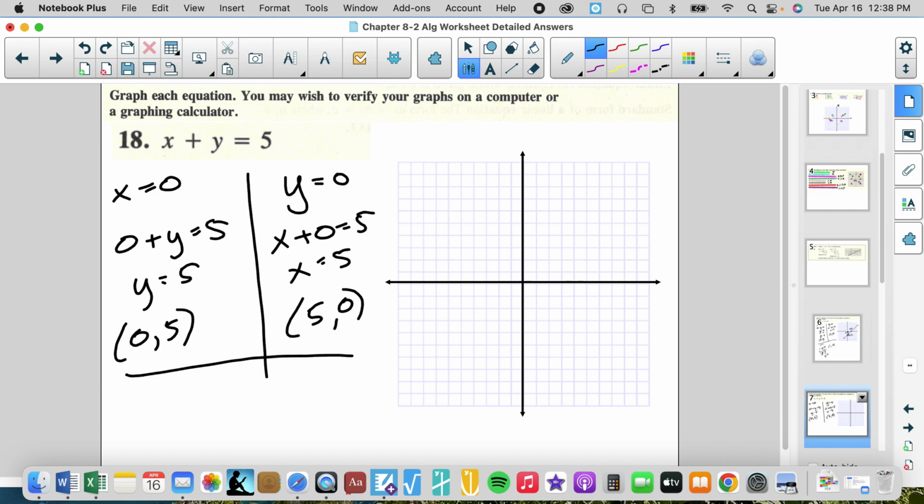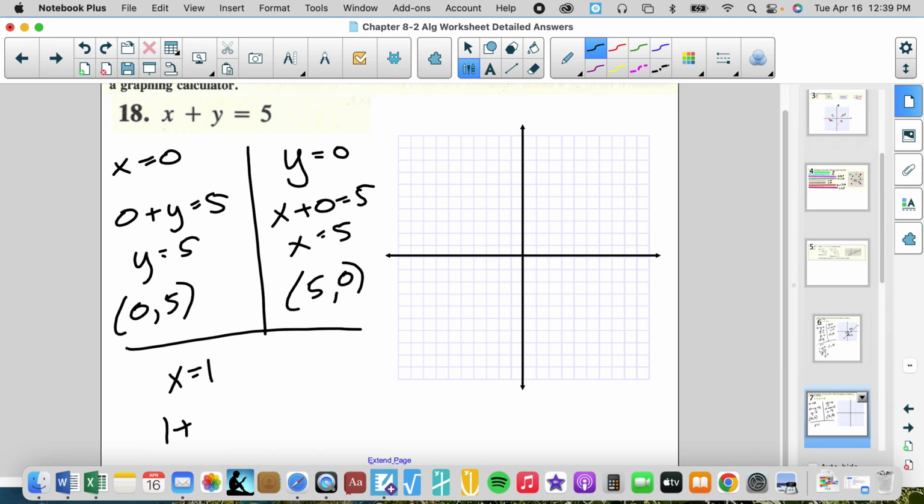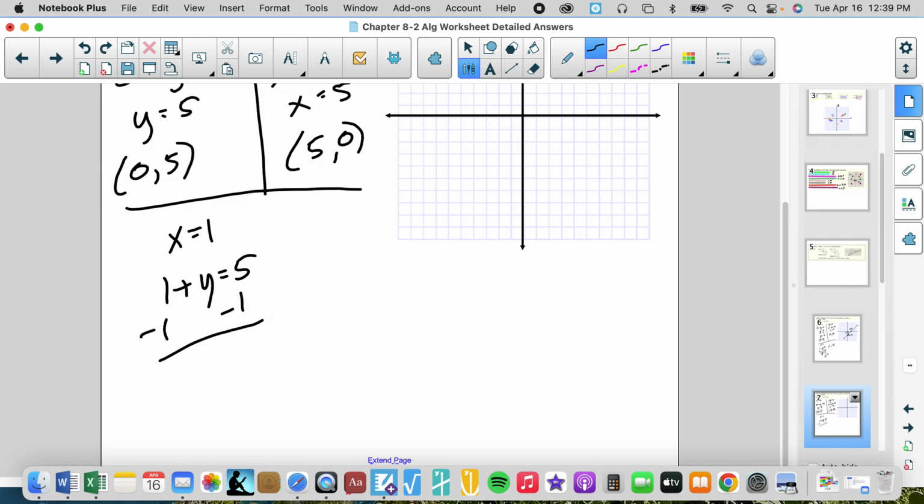And now let's pick another number, like x equaling 1. So 1 plus y equals 5. Let's subtract 1. We get y equals 4. So when x equals 1, y equals 4.